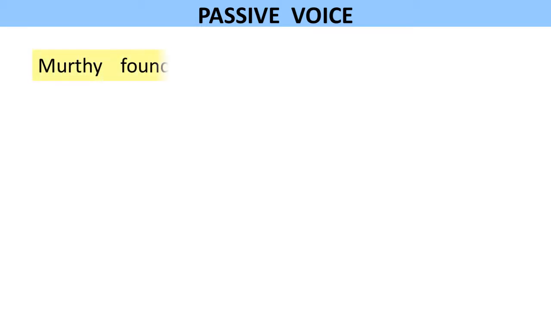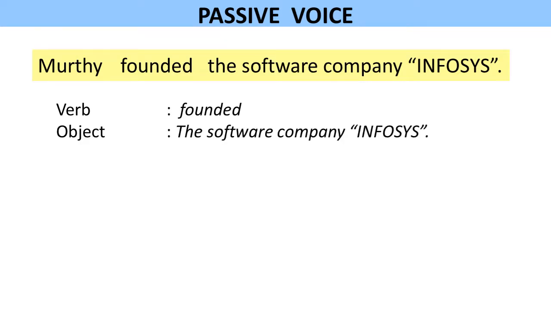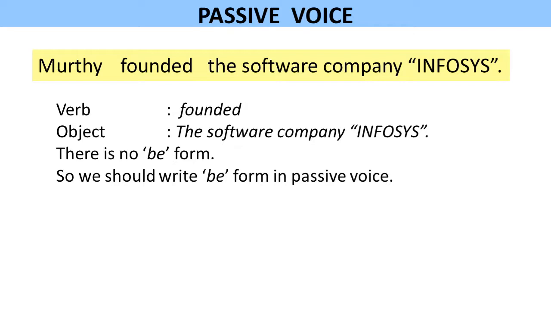Here let us see one more example. Murthy founded the software company Infosys. In this sentence, the verb is founded, and you see that it is in the past tense. And the object is the software company Infosys. Do you see any be form in this sentence? No, there is no be form. So we should write a be form in the passive voice sentence. As it is in the past tense, we have two options, that is was or were.